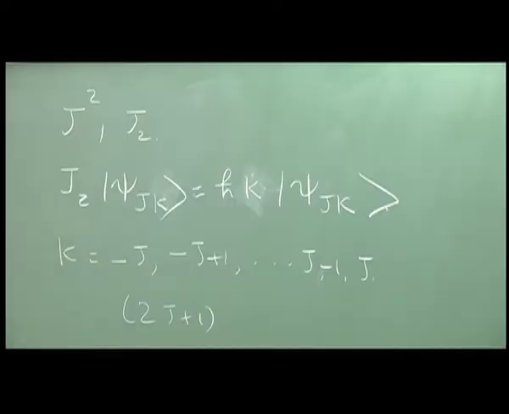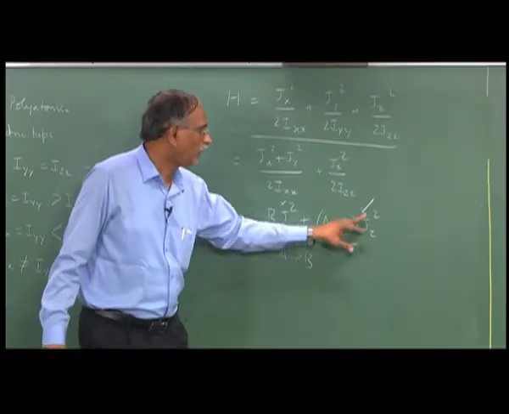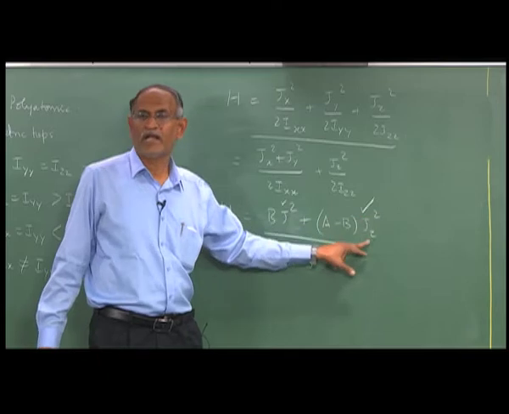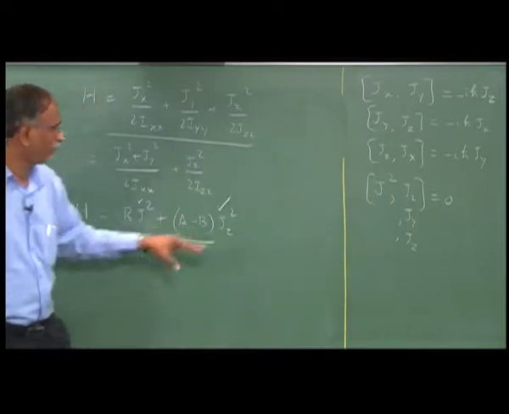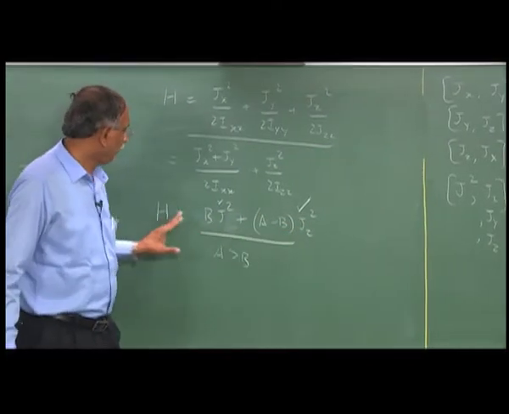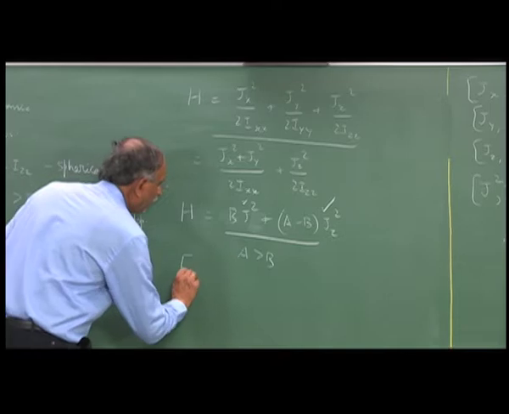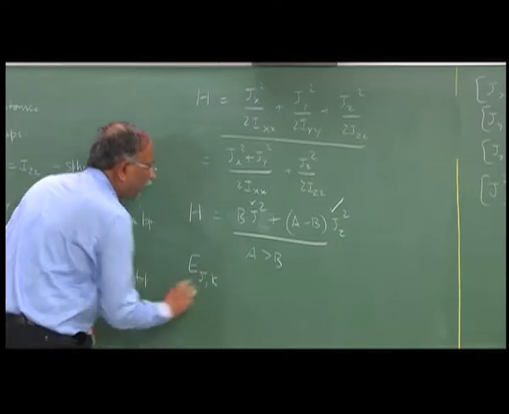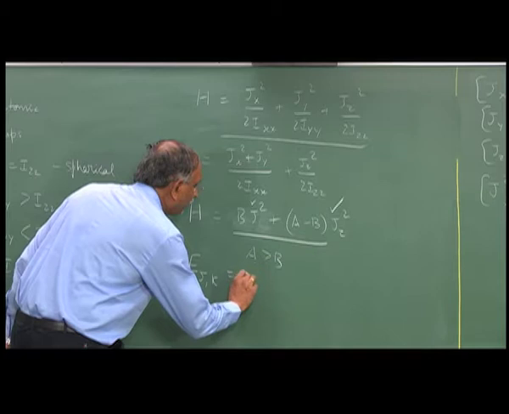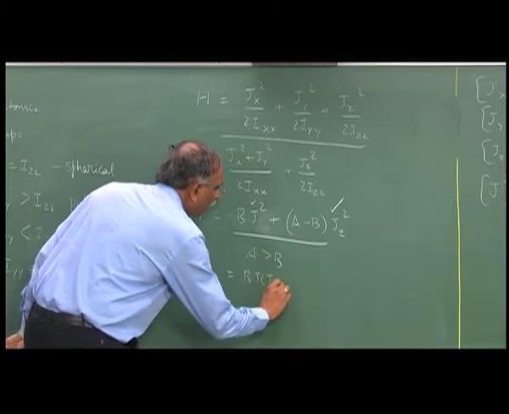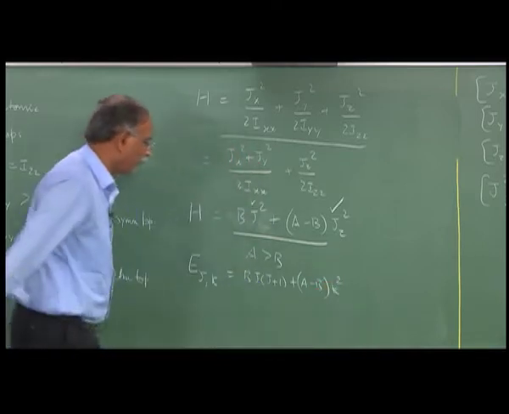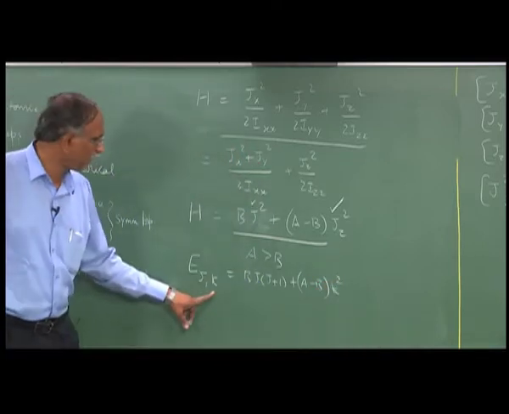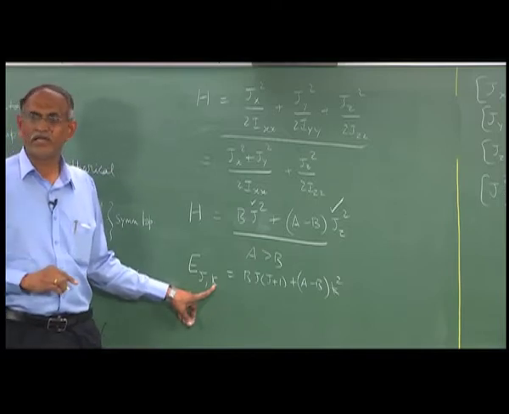The eigenvalues for the symmetric top were Jz square acting on the wave function. Therefore, this will give you k square instead of k. Therefore, the energy for the symmetric top is given by two quantum numbers j and k, and that is B j into j plus 1 plus (A minus B) into k square. And you can see immediately that k is equal to 0 is a unique energy eigenvalue.